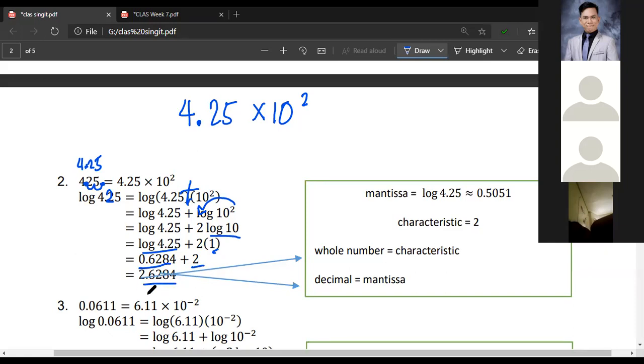Si Mantisa po yung decimal part. So we have, hindi ko napalitan. Erase. So ano yung value? 0.6284. Yun po yung ating Mantisa. Saan ang galing? Sa logarithm of 4.25. What is the characteristic? Yung whole number. And what is the whole number? 2.